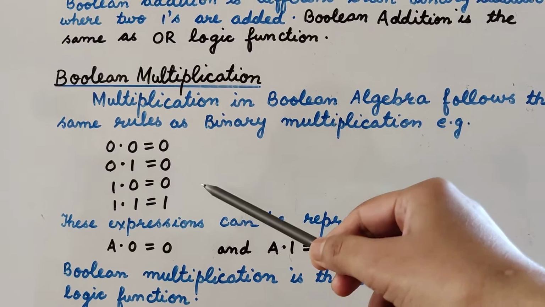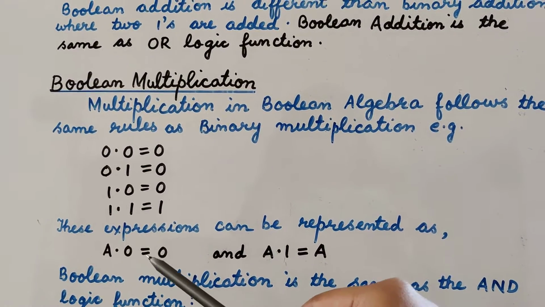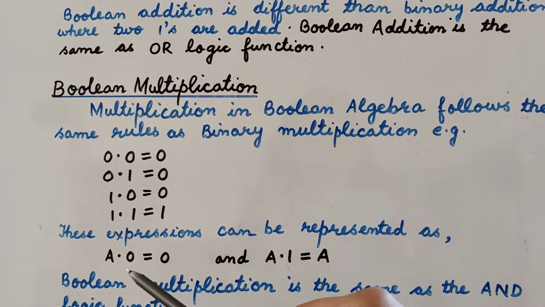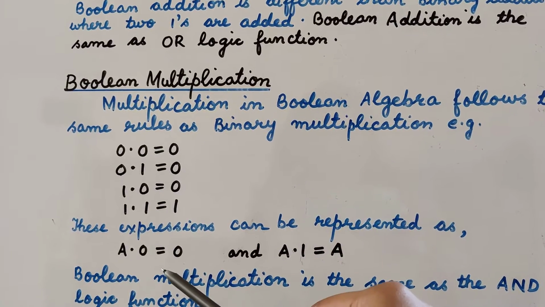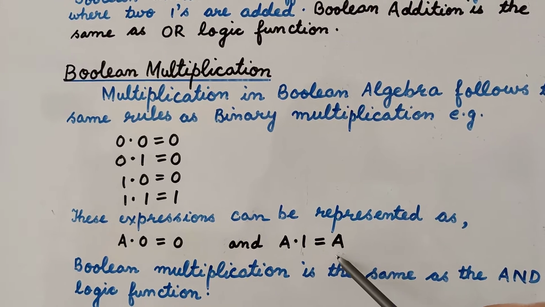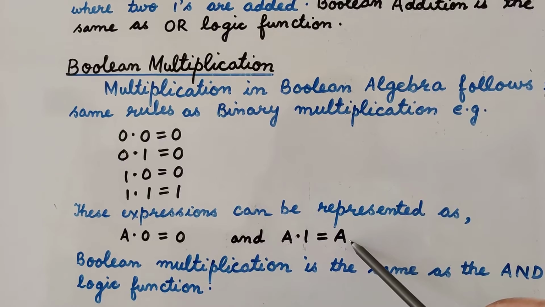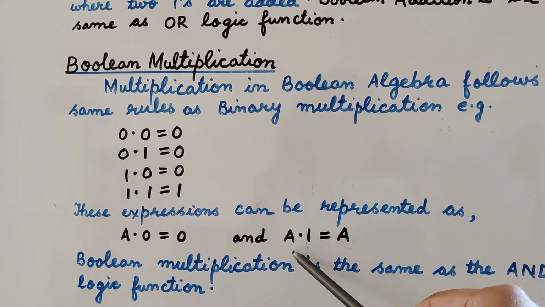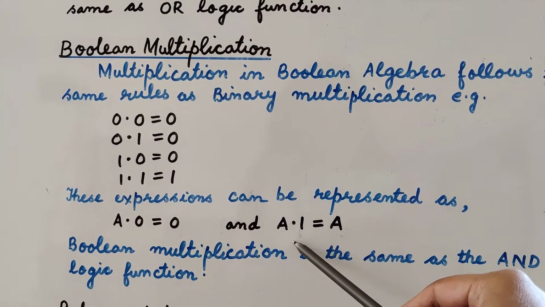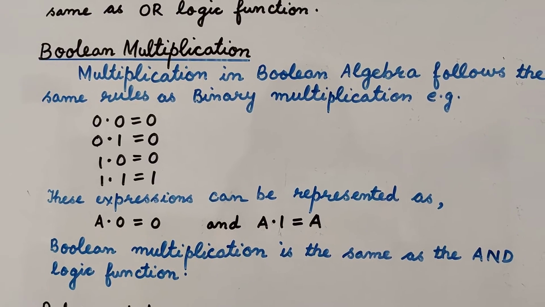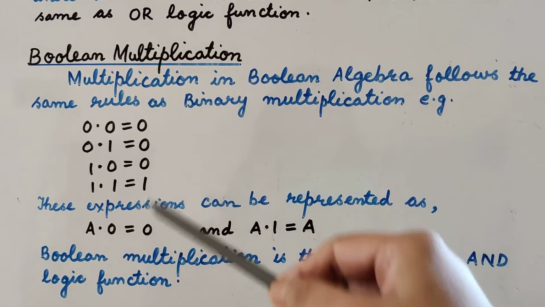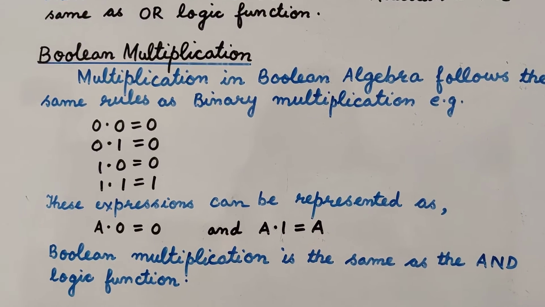Again, all these expressions can be written in general form as a dot 0 will be equal to 0 and a dot 1 is equal to a. That is, any variable when multiplied with 0, its answer will always be equal to 0, and if any variable is multiplied by 1, then its value will be equal to the value of that variable. We can verify this by substituting the value of a as 0 and 1. Now, the Boolean multiplication is the same as the AND logic function. From this result we find that Boolean multiplication is the same as AND logic function.